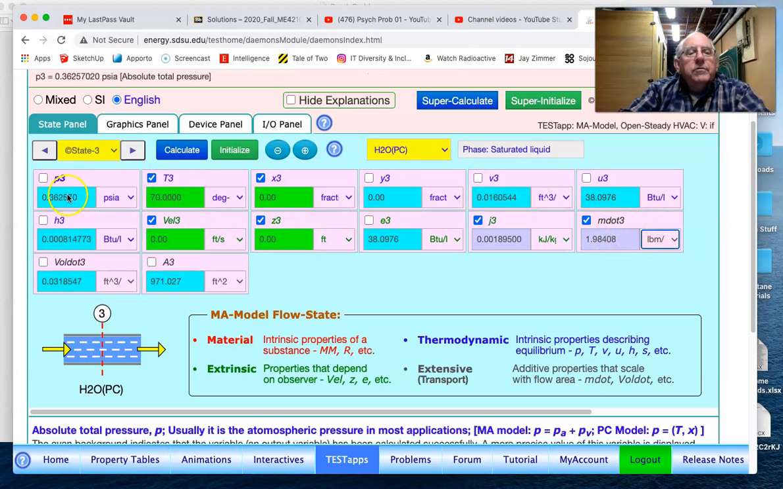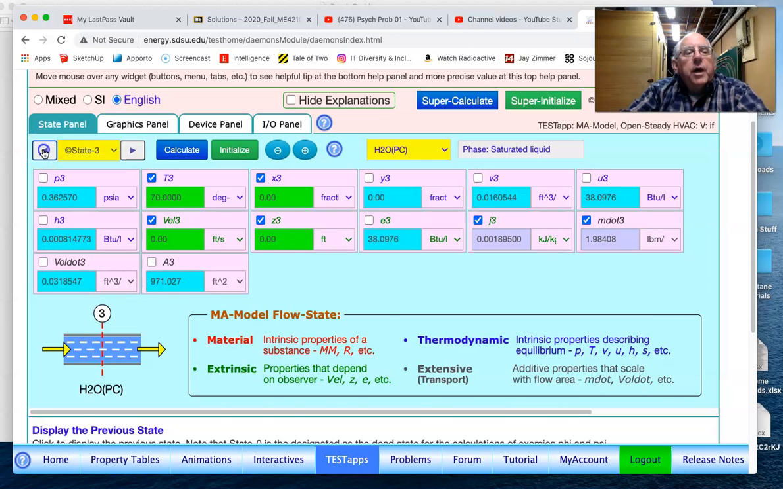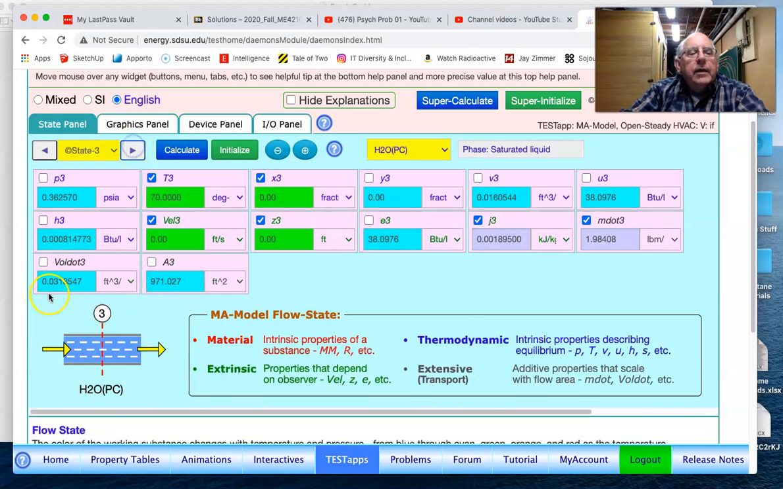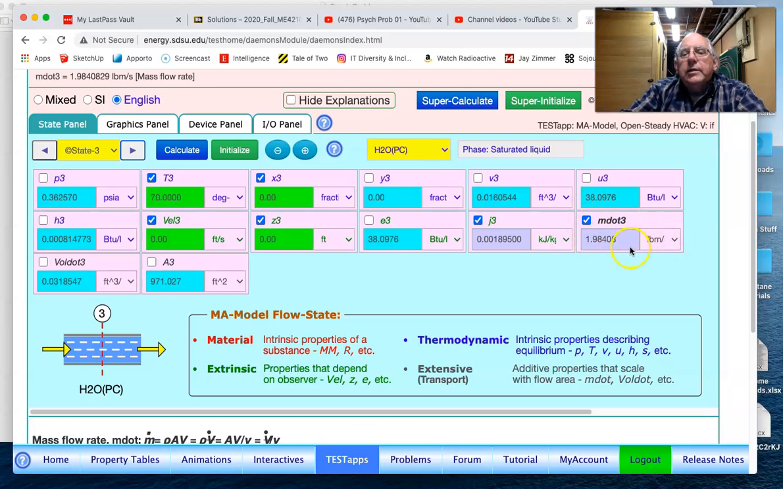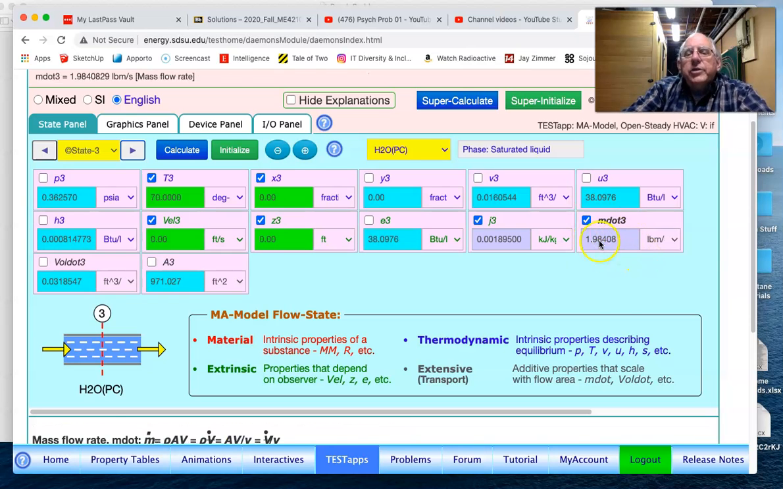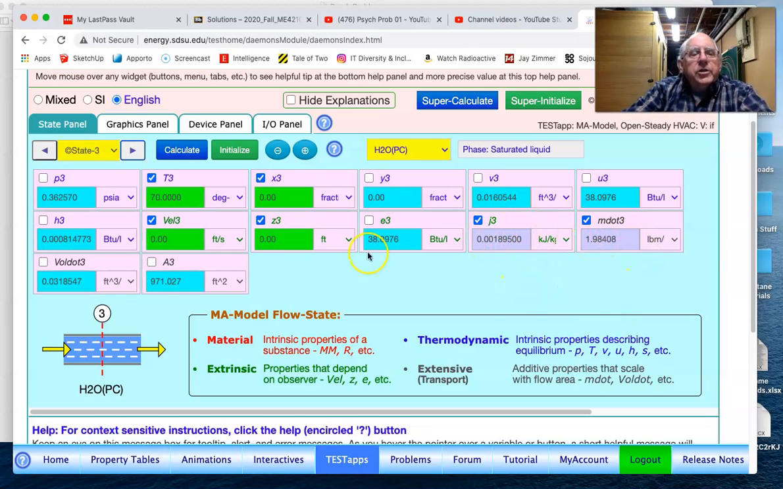What we have observed in this problem is we came in with a certain amount of water, 1.218 pounds per second. We ended up with 3.202 pounds per second, and the difference is what has been calculated from the mass conservation in the device panel. The mass conservation along with the energy conservation was what allowed us to solve this particular problem.